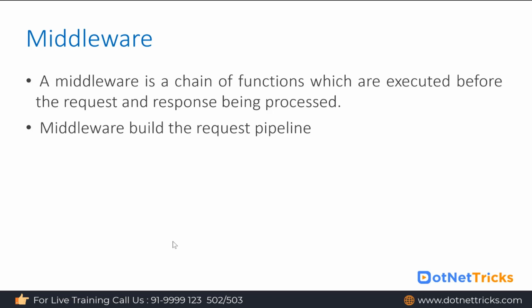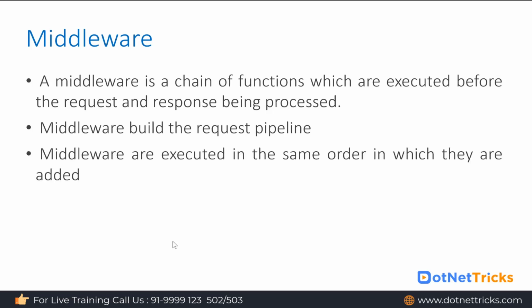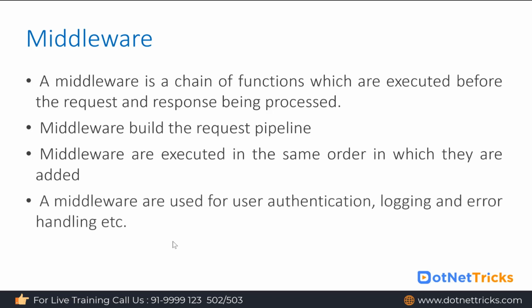So middleware is actually used to build the request pipeline, and middleware are executed in the same order in which they are added. Whatever order you have used for adding the middleware, in the same order they are going to be executed. Typical examples of middleware use are user authentication, logging and error handling. These are the various tasks you can easily achieve with the help of middleware in ASP.NET Core.